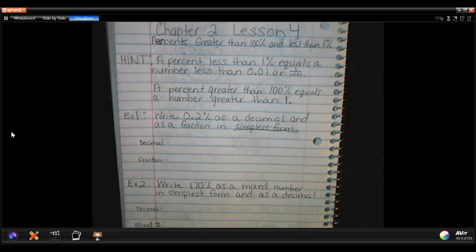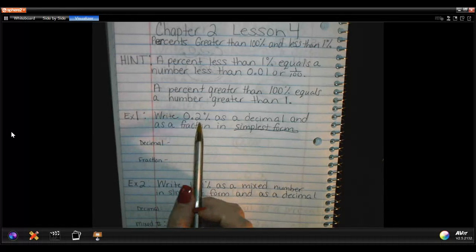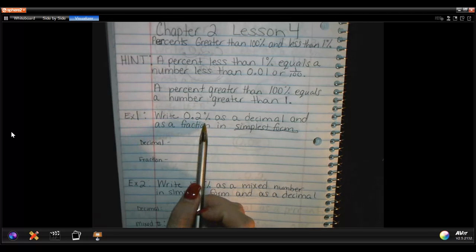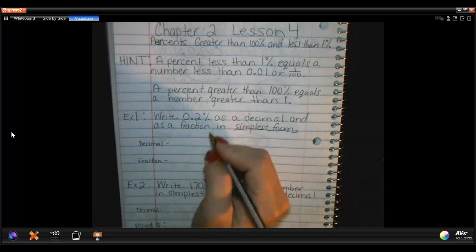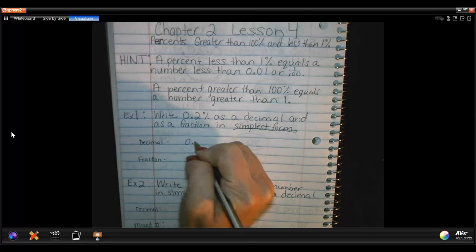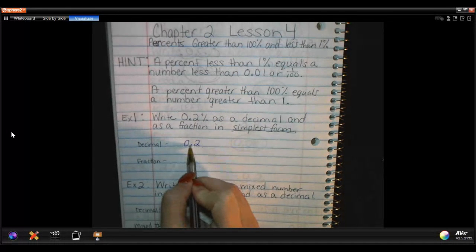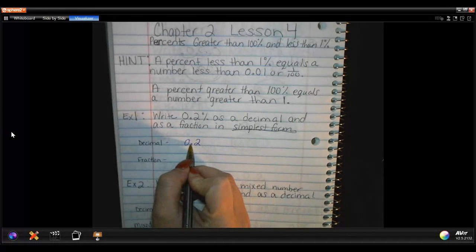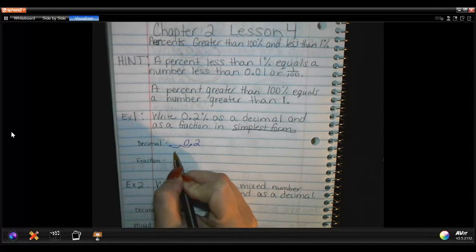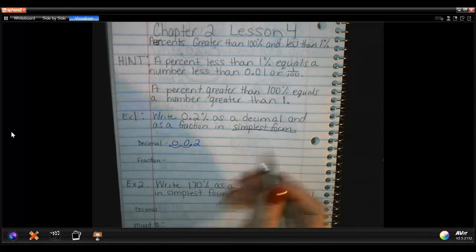Example number 1 says write 0.2% as a decimal and as a fraction in simplest form. Now, the first thing we need to do, if we remember from the other day, when we turned a percent into a decimal, we needed to drop the percent sign and move our decimal 2 places. If there's a decimal in the problem, you're going to start where the decimal is. So I'm going to start here, and I'm going to move my decimal 2 places to the left. 1, 2.